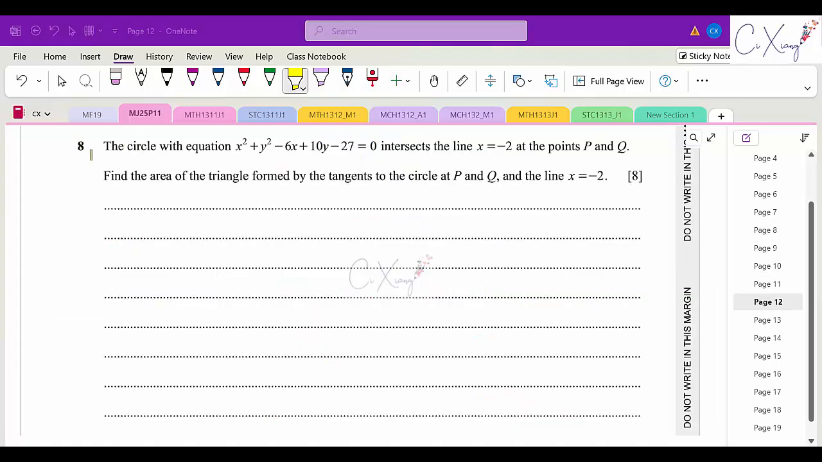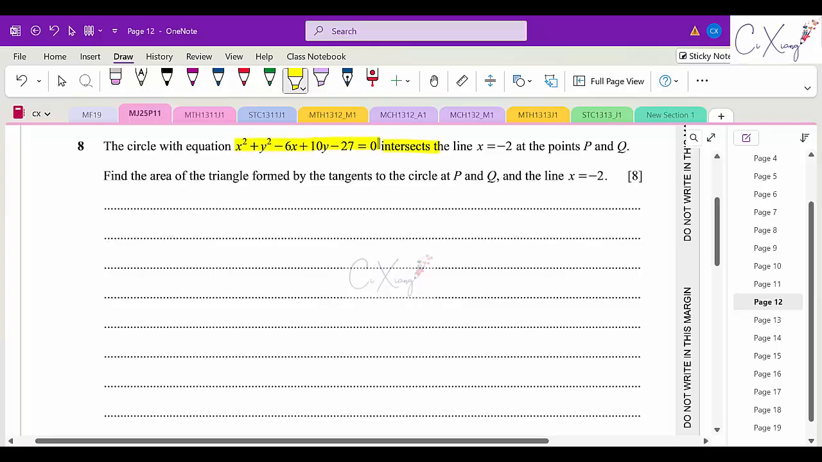Question number 8. The circle with this equation intersects, okay, highlight the keyword intersect, the line x equals negative 2 at the points P and Q. Find the area of the triangle formed by the tangents to the circle at point P and point Q, and also the line x equals negative 2. Alright, so this question gives you 8 marks, which is quite a lot.